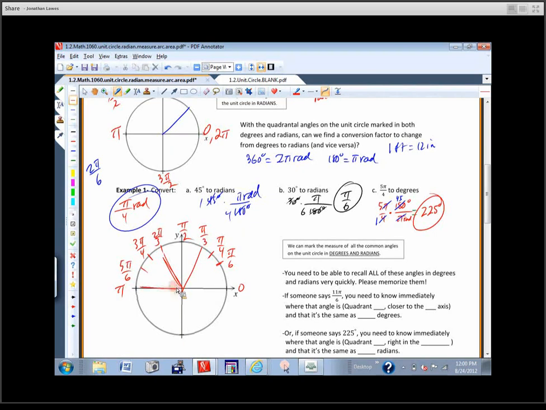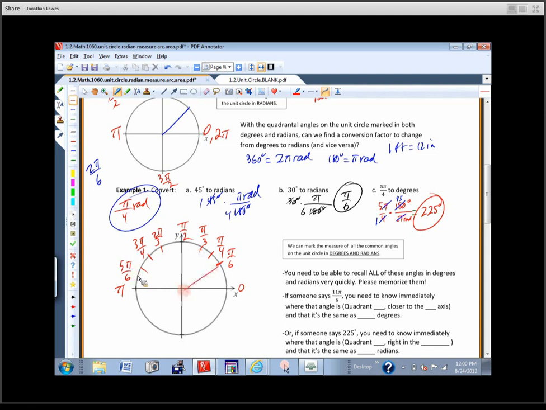Pi thirds. Wouldn't that be 2 pi thirds? And what would this be over here? 3 pi thirds. So I'm going to write this again. Isn't 3 pi thirds just the same as 1 pi? Same as pi? Everybody good with that?